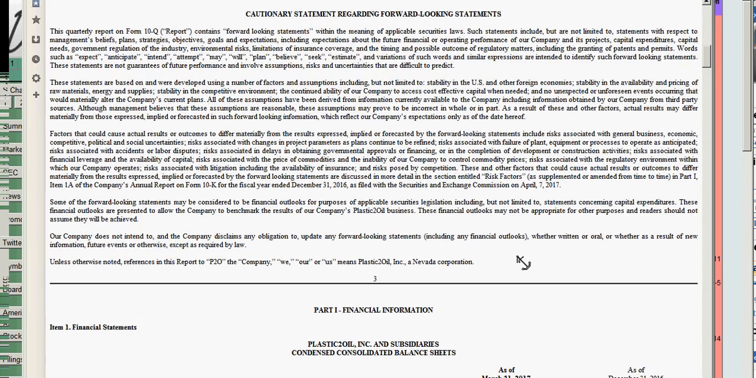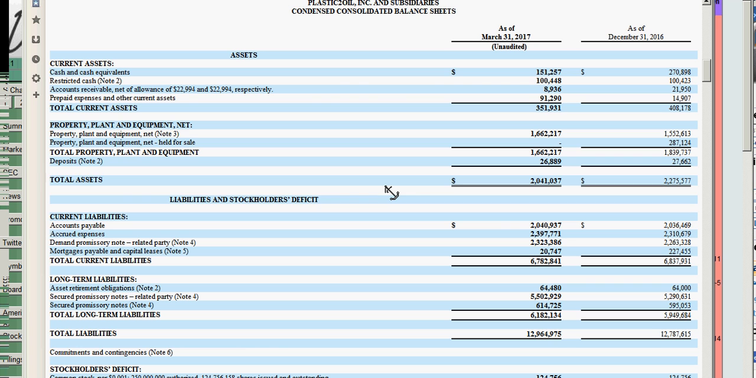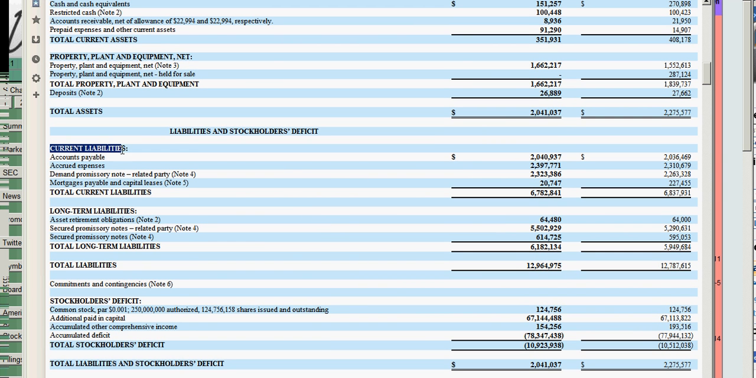Assets. The assets they have: cash $151,000, total assets $2 million. Let's look at their liabilities. Current liabilities, accounts payable $2 million. Total current liabilities $6 million, and then we have some long-term liabilities here for a grand total of liabilities of almost $13 million. So you've got assets of $2 million, liabilities of $12 million. Do the quick math. These guys are $10 million in the hole as far as book value is concerned.